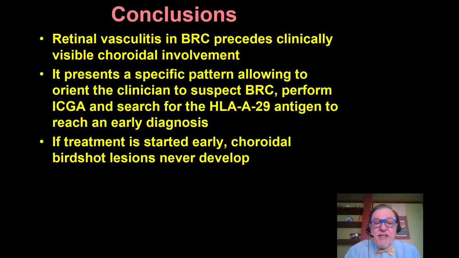So retinal vasculitis in birdshot precedes clinically visible choroidal lesions. It presents as a specific pattern, allowing to orient the clinician to suspect birdshot, to perform ICGA, and in case of positivity, to search for the HLA-A29 antigen to reach an early diagnosis. If treatment is started early, choroidal birdshot lesions never will develop.